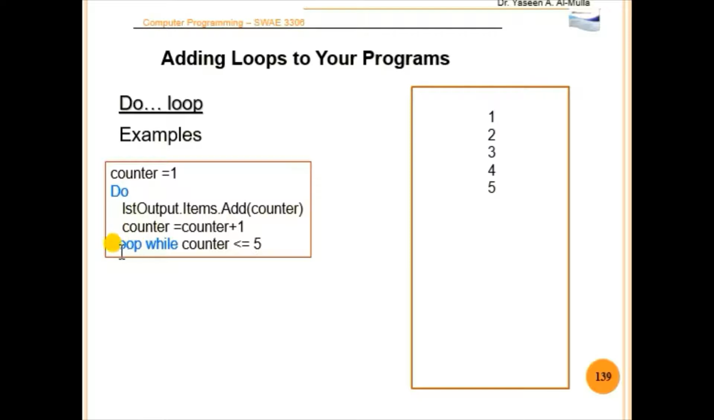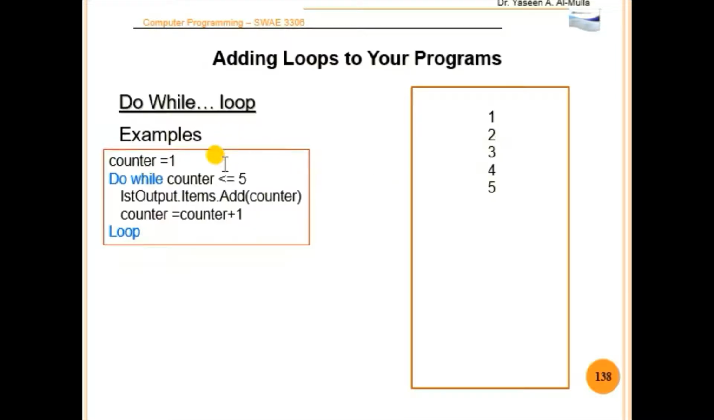And now the last line will examine the condition. Is 2, which is the new value, less than or equal to 5? Yes, it is. Then go to the first line of the loop, show it to the user. Then up to 5 plus 1 is 6. Loop while, is 6 less than or equal to 5? No, it is not. So finish the loop and just show the values from 1 to 5 to the user.